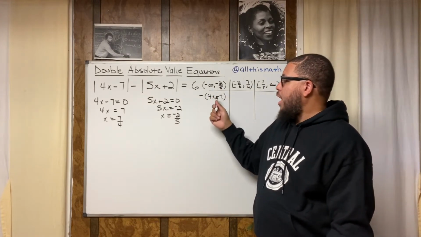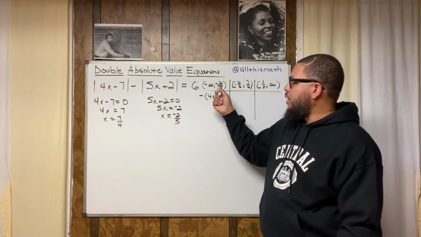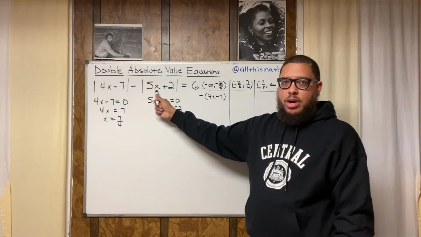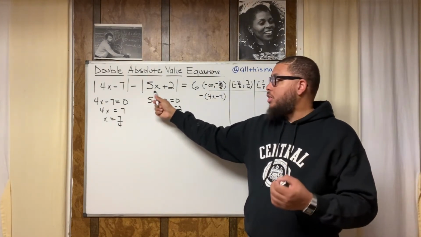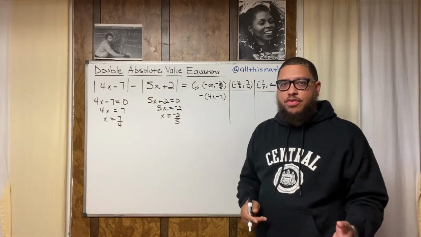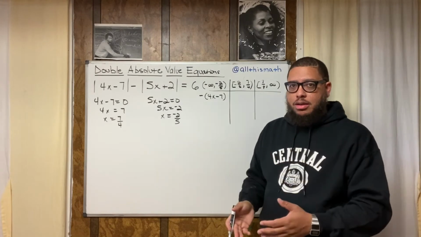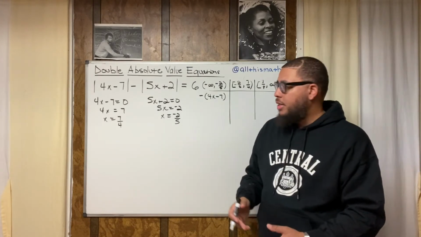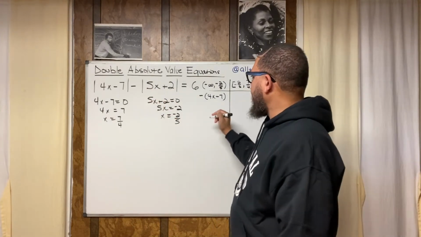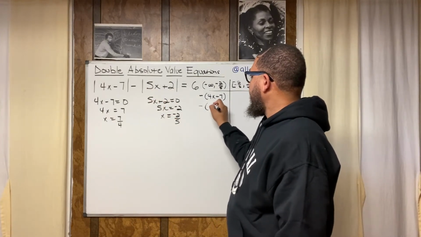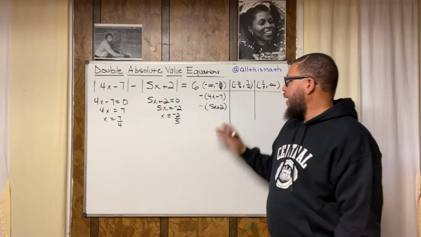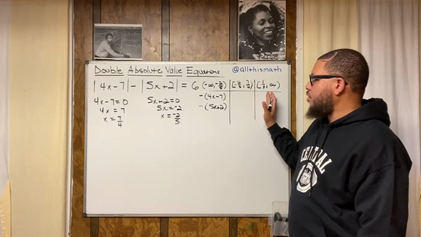Now, I'm going to use the same number because I still need a number in this interval. So I'm going to use -1. So I do 5 times -1, which is -5. What's -5 plus 2? -5 plus 2 is -3. So I get a negative again. Now, because I get a negative, that means I'm taking the negative of this expression. So it's going to look like this: negative quantity 5x plus 2. And we got to do that for this interval and this interval also.